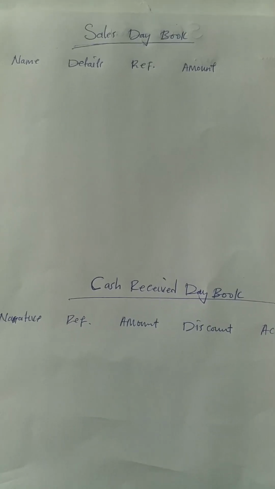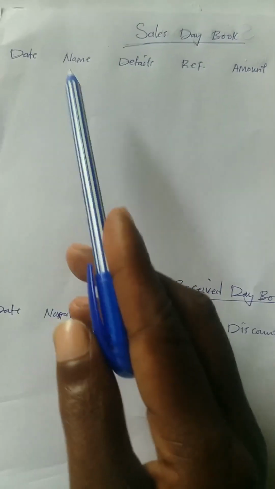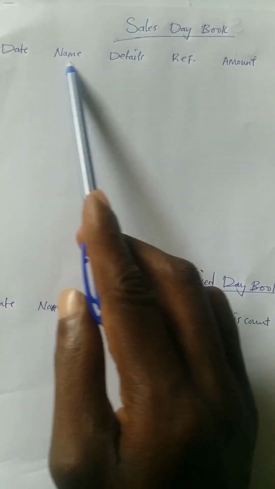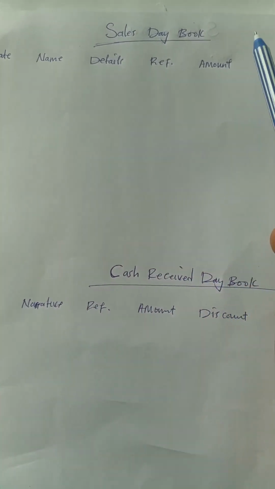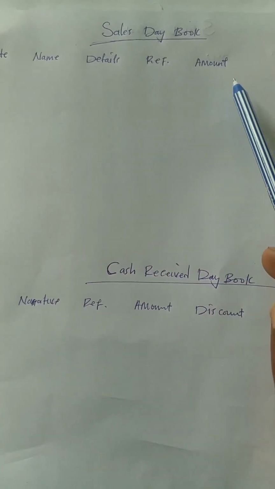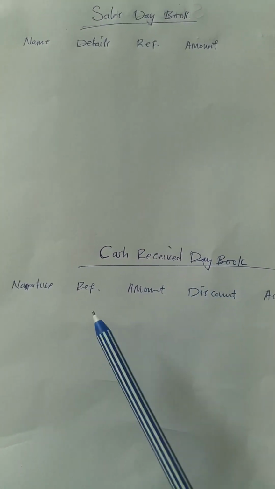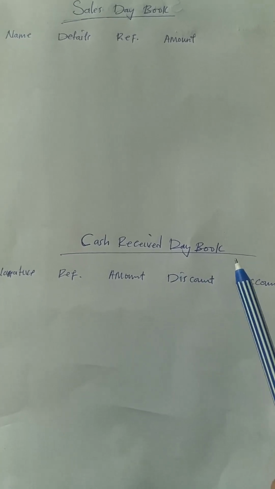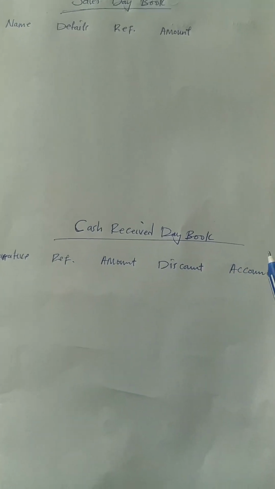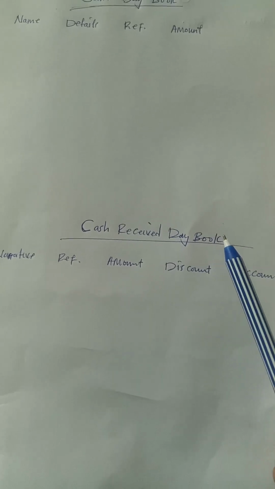Today I thought I would respond to the question where you asked how to prepare the sales day book. I've put it here, and these are the items you'll find under the sales day book: the date, name, details, reference, and the amount. I've also put up the cash received day book. Usually these day books are prepared in almost the same way. They're just there for reference for the transactions that you are making in a day.